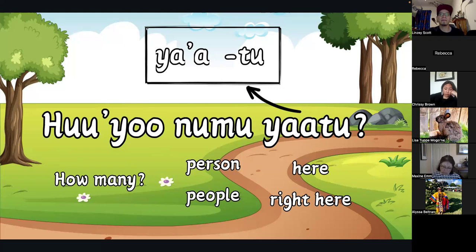So how many people are here? Of course, you can replace numu with a specific term if you want. If you say momoko ni yatu, it means how many women are here, or wagwa itsiyatu, how many old men are here. Wasn't planning on this, but you can also replace yatu.